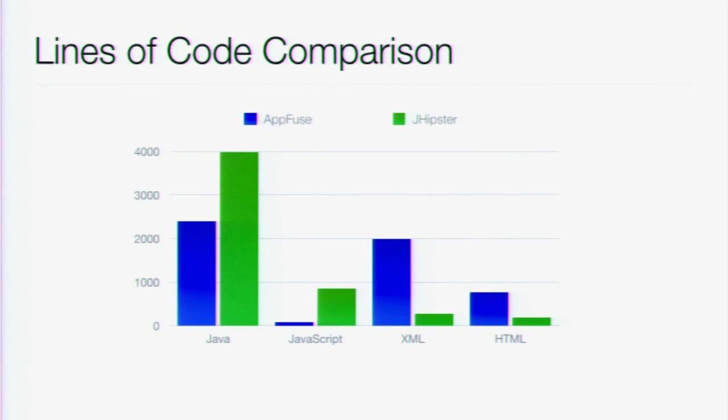So if we delete those and look at the lines of code difference, JHipster has 4,000 Java, AppFuse is 2394. They have similar features. JHipster's got a few more. We have a lot less JavaScript, 76 lines of JavaScript. They have 861. And XML, we have 1992. They have 271. So that's pretty good.